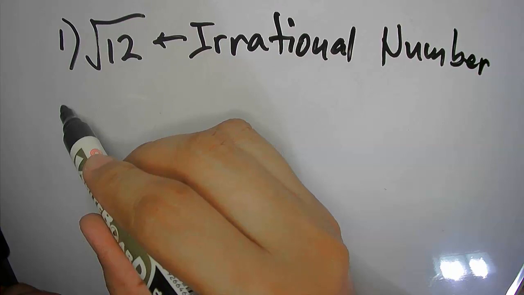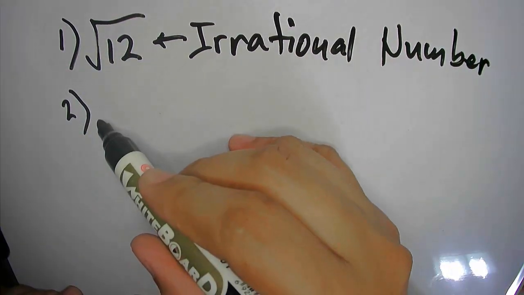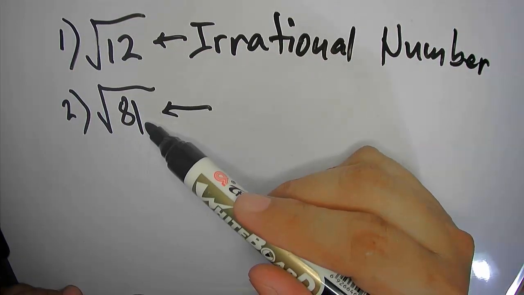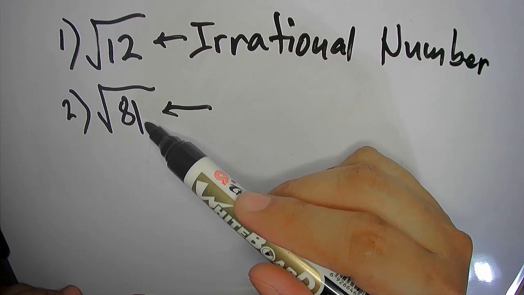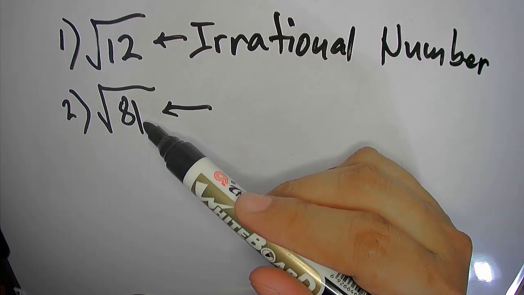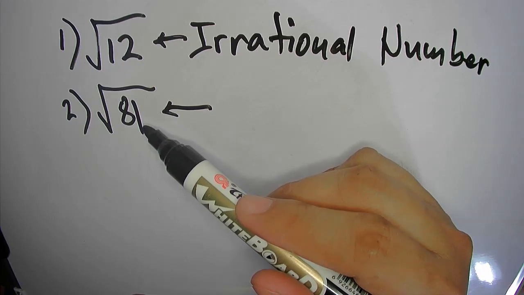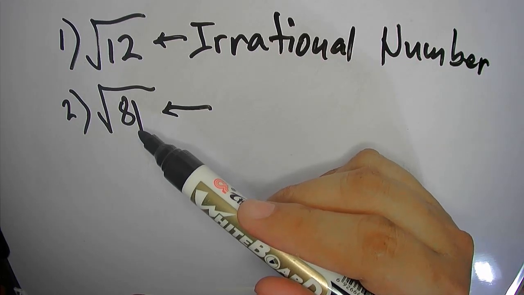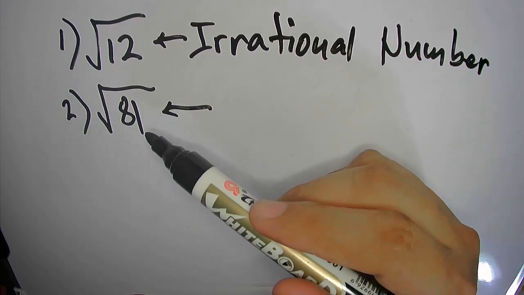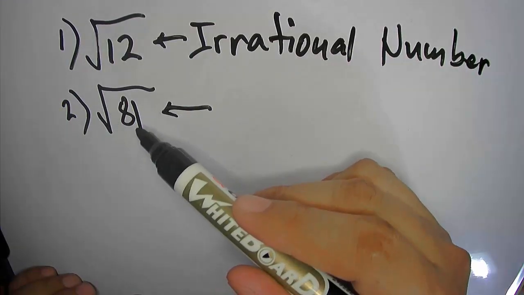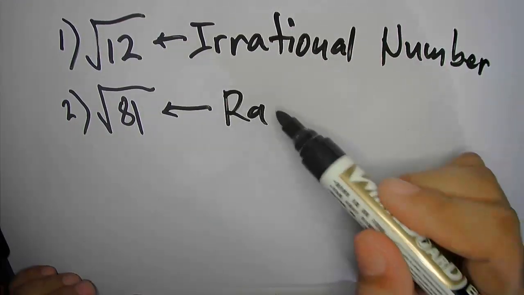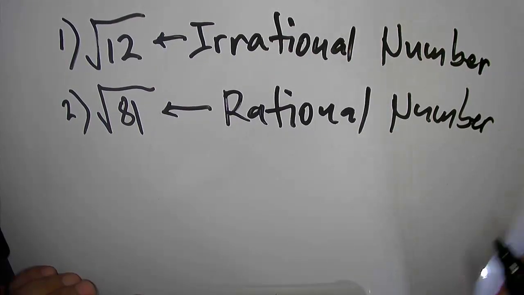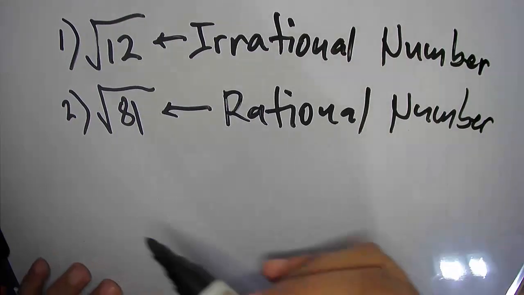Okay? So, how about number 2? Yung square root of 81. Yung radicand niya ay 81. So, mayroong bang dalawang number na magkapareho na pag minultiply natin sa sarili niya, ang sagot niya ay 81? Okay, so meron. So, that's 9. 9 times 9 is 81. So, ibig sabihin yan, yung square root of 81 ay rational number.